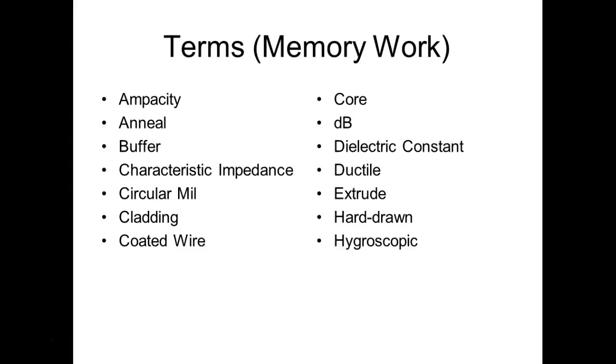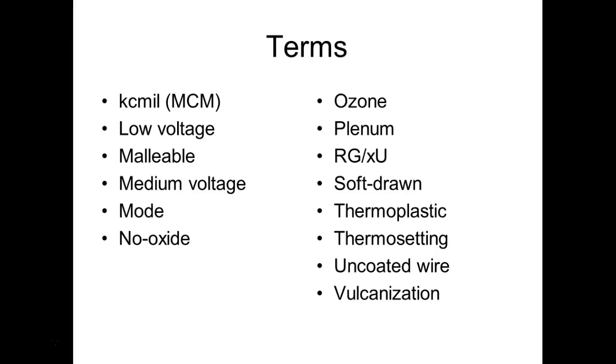Ductile, extrude, hard drawn, and hygroscopic. What's hygroscopic? Kcmil, also called MCM. We okay? Low voltage, malleable. We're going to look at these. Medium voltage, mode, non-oxides. We already looked at ozone. Plenum. Anybody know what plenum is? The plenum is the space between an artificial ceiling and the true ceiling. So that space between, that's the plenum. Yeah, it's a drop. It's the distance between that.